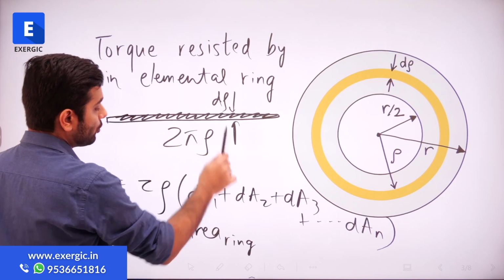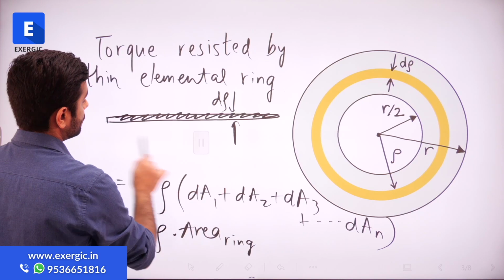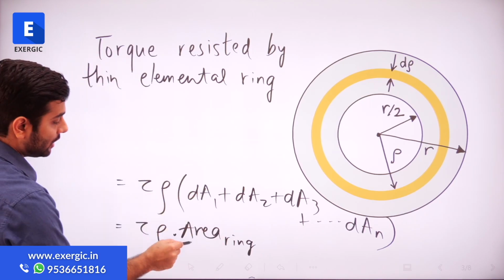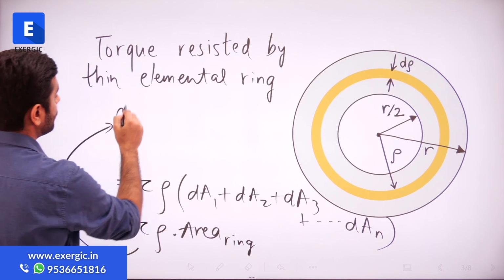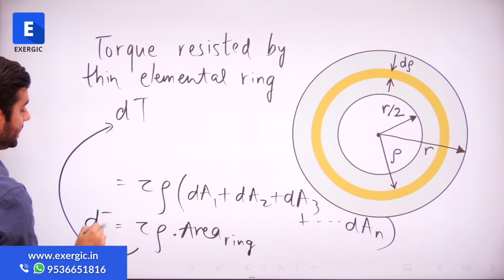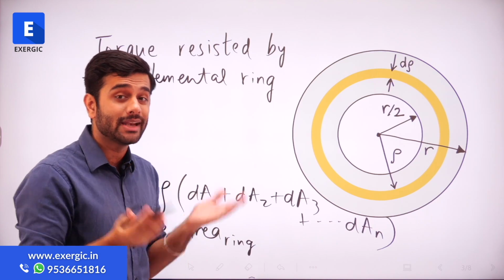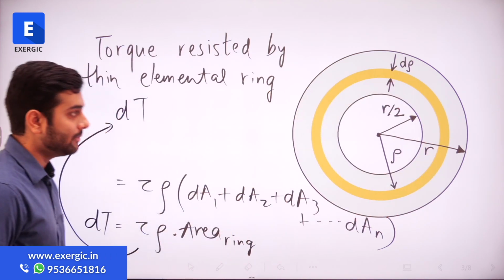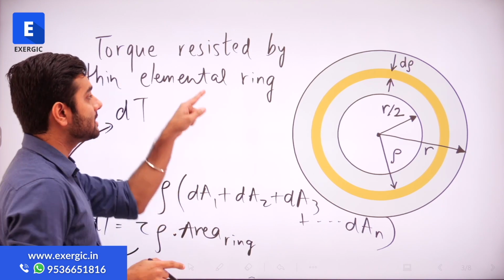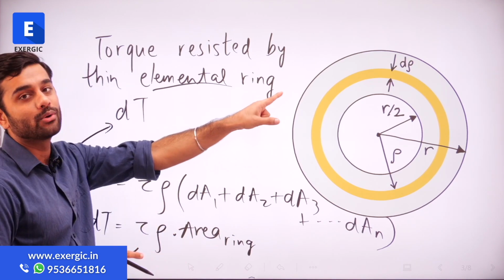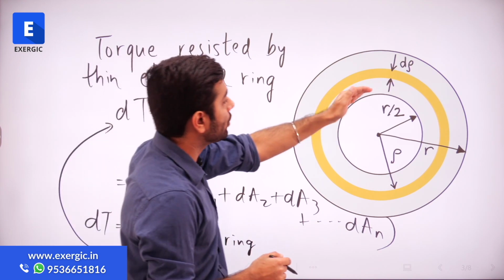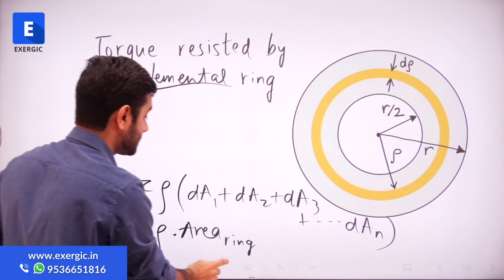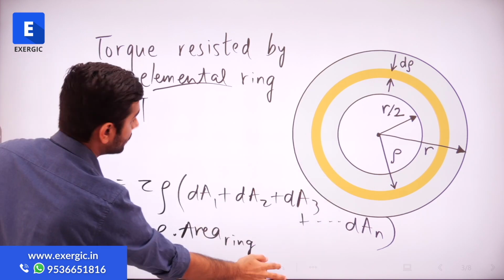So the area is 2 pi rho d rho, right? If I put that value of area here, what am I going to get? dT. This is the expression of dT. Why dT? Why not complete torque? Because even after performing and adding all of them, we are getting the torque resisted by this elemental ring only. We are not getting the entire torque from here to there. We are only getting the torque resisted by the ring. So it's still dT, right?